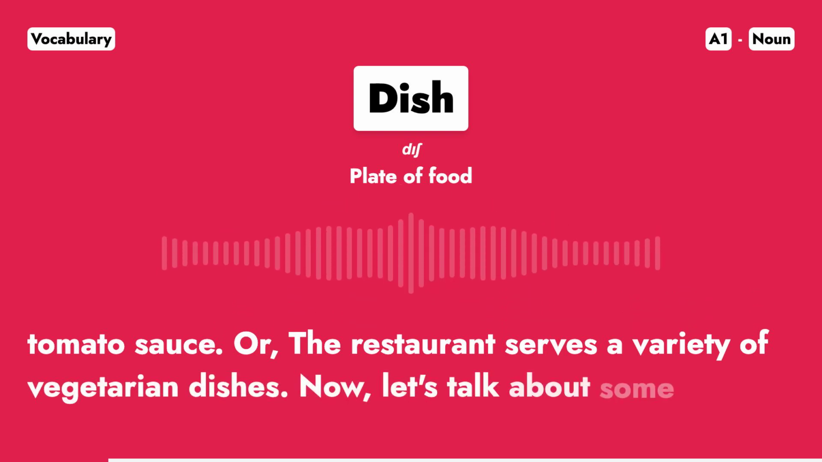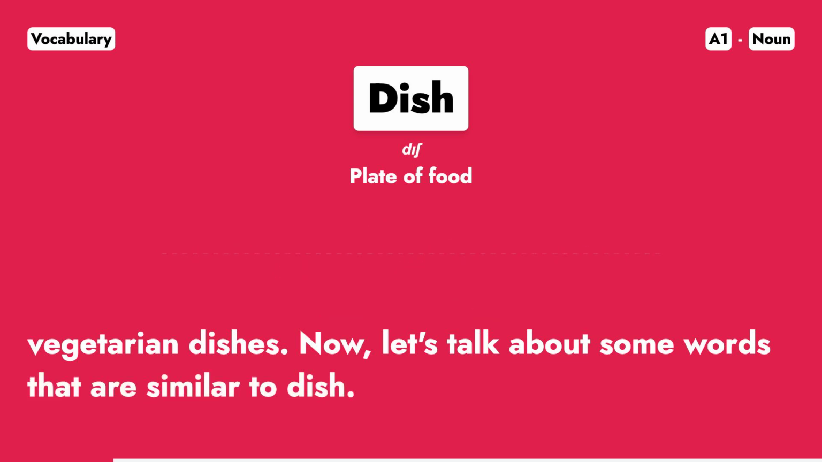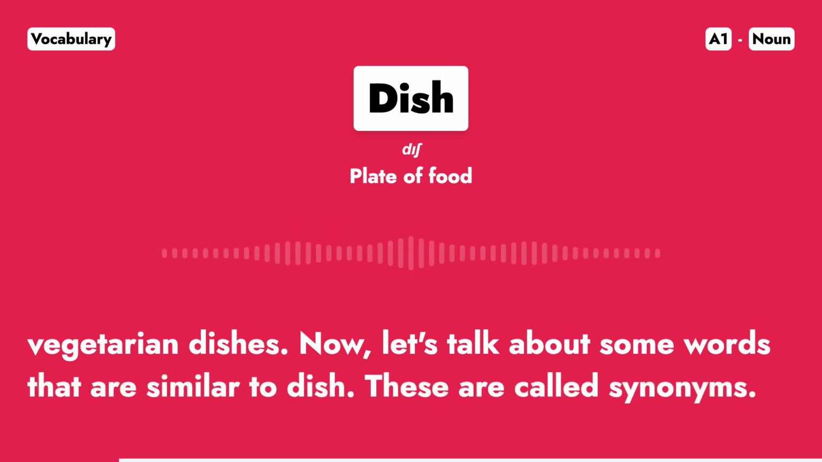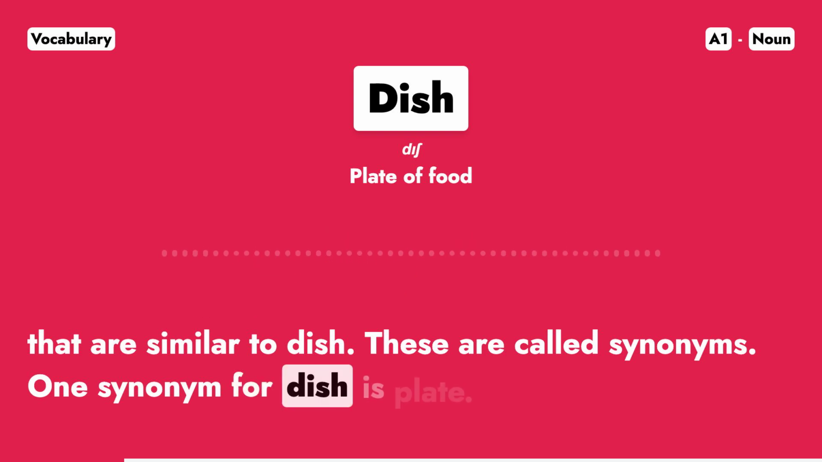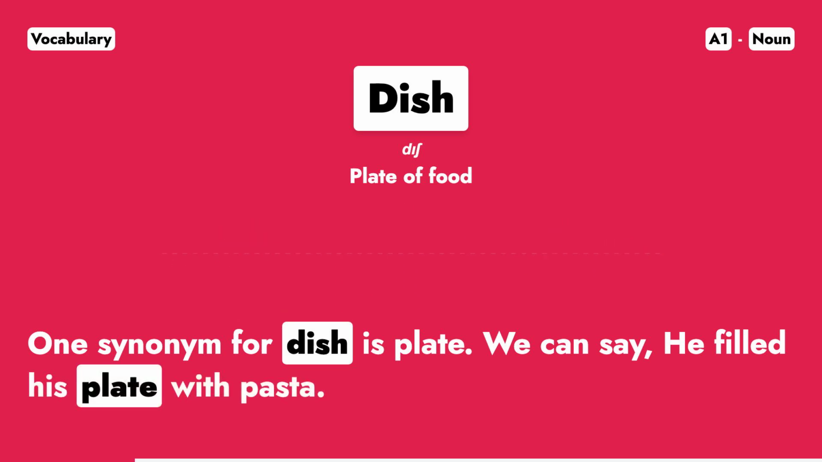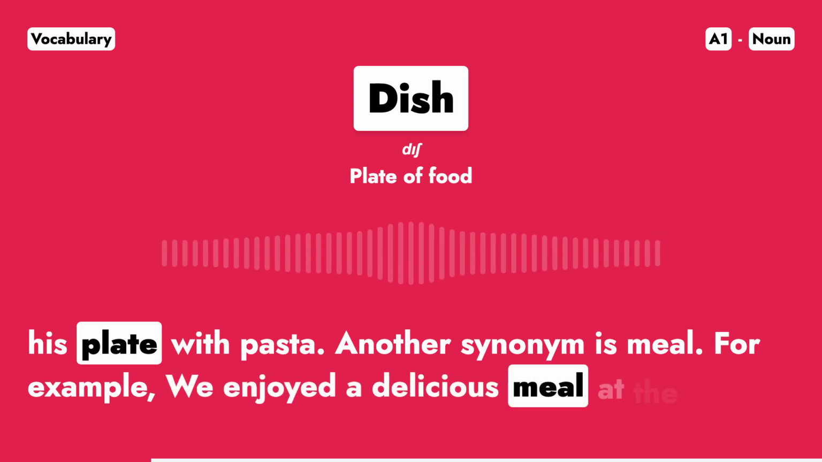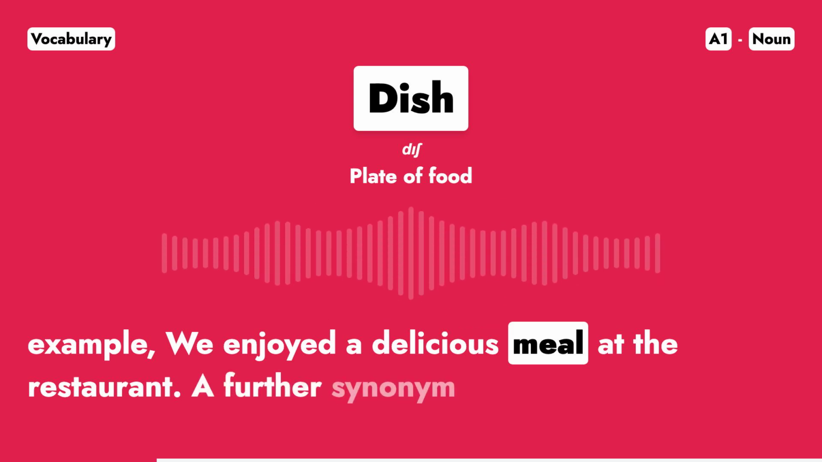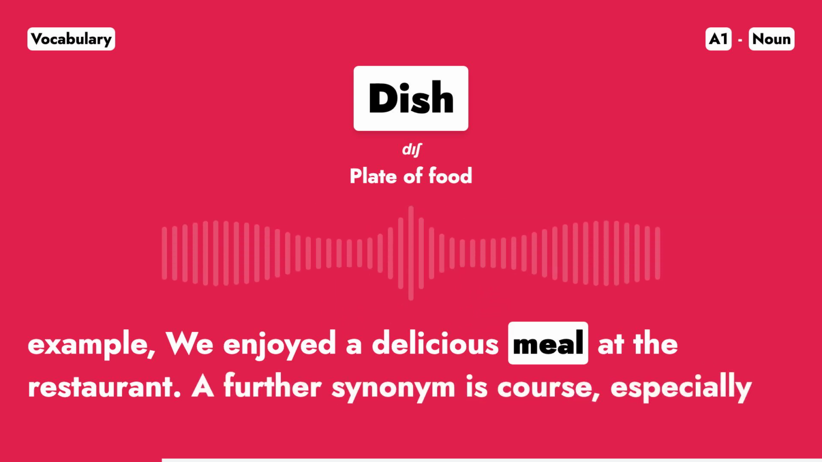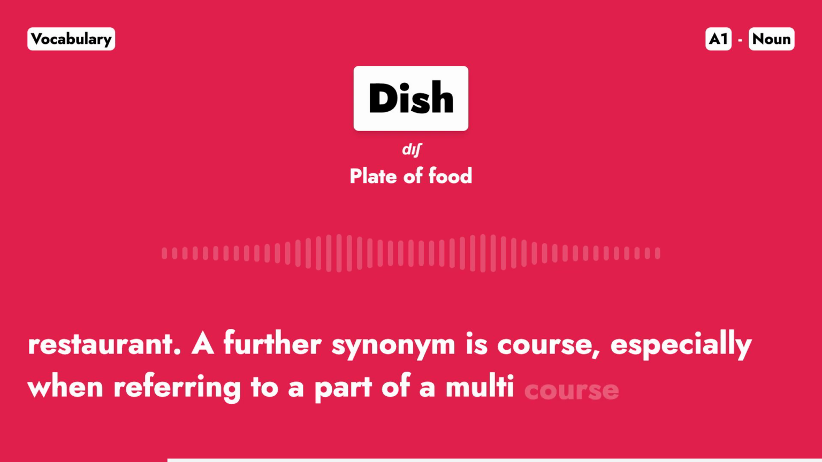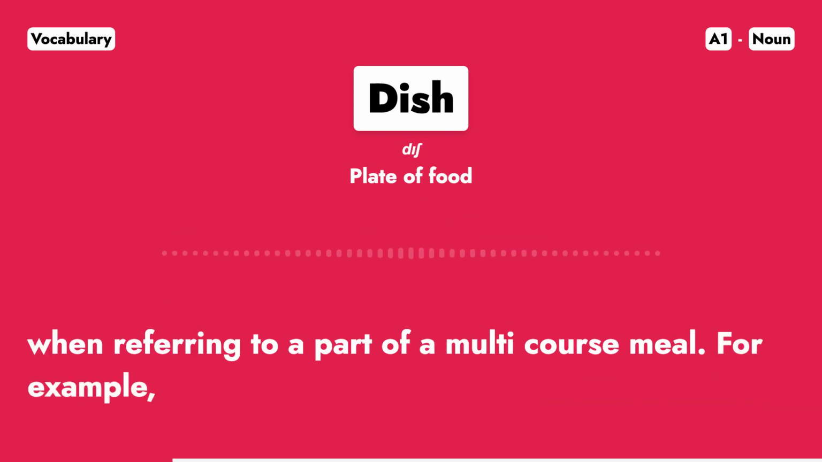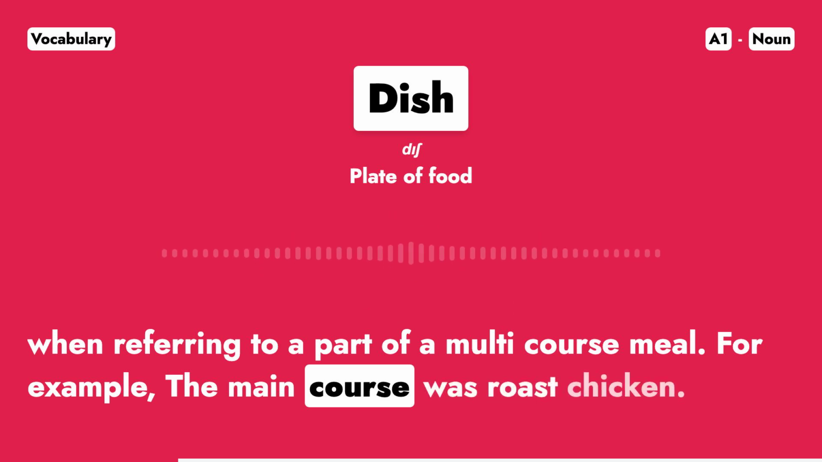Now, let's talk about some words that are similar to dish. These are called synonyms. One synonym for dish is plate. We can say, he filled his plate with pasta. Another synonym is meal. For example, we enjoyed a delicious meal at the restaurant. A further synonym is course, especially when referring to a part of a multi-course meal. For example, the main course was roast chicken.